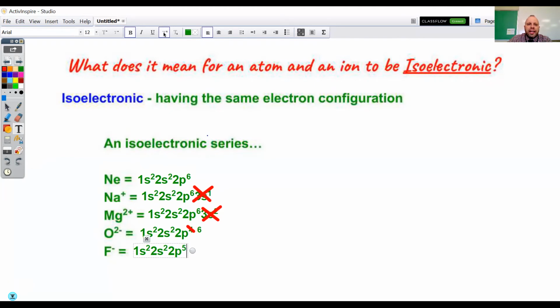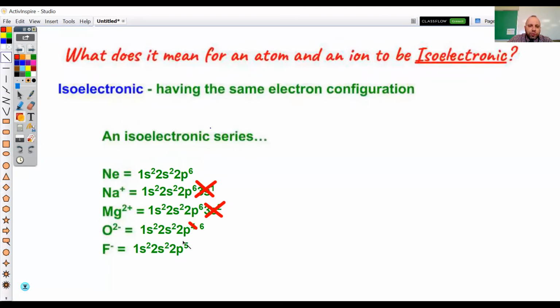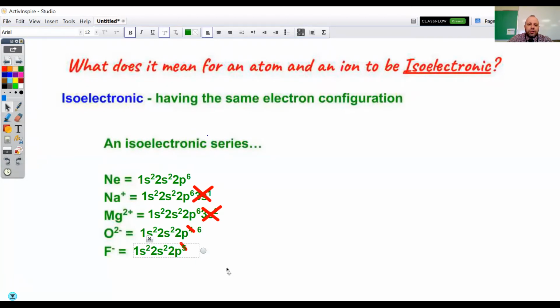And when we add 1 electron to fluorine, so we're going to get rid of that 5 there, we're going to add 1 more electron, and that becomes 2p6. And now it too looks exactly like neon.